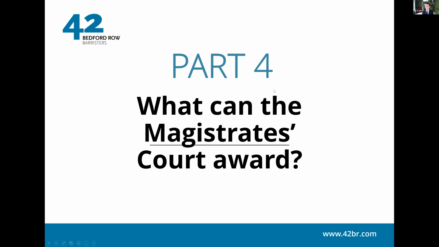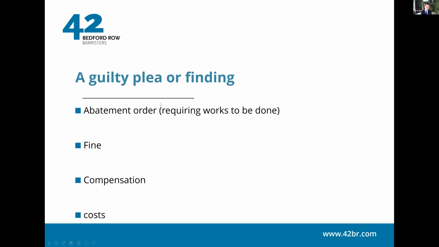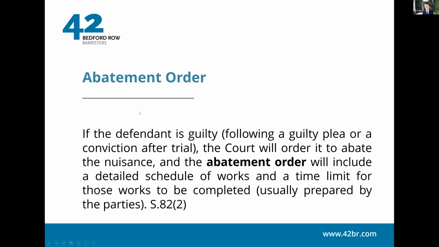So moving on to the final part of this presentation: if the offence is proven, what can the magistrates actually award? I've labelled these in four separate headings, and the fourth one I'll focus on quite a bit. There's an abatement order, fine, compensation, and costs. The thing that the magistrates can order under section 82, subsection 2, which I've already referred to, is an order aimed at addressing the problem. And the problem is going to be something relating to the condition of the property.